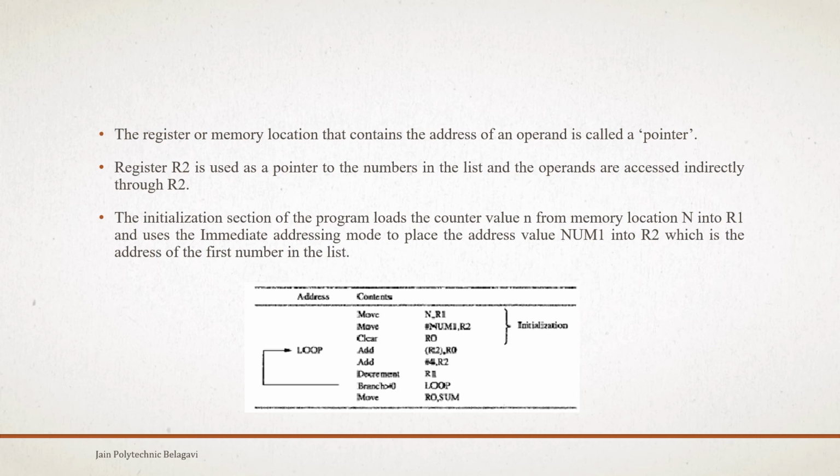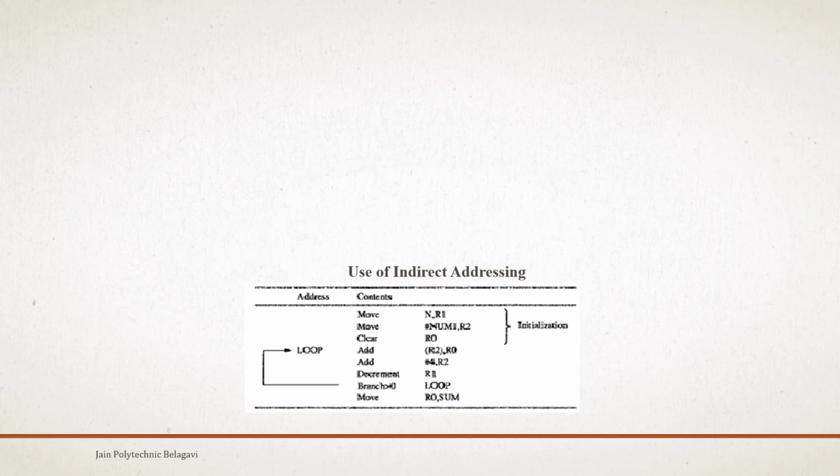After this, the next instruction is move hash num1 comma R2. So this instruction uses the immediate addressing mode. It places the actual address of num1 into R2. So it will actually place the address value num1 into R2. This is called immediate mode, which is the address of the first number.